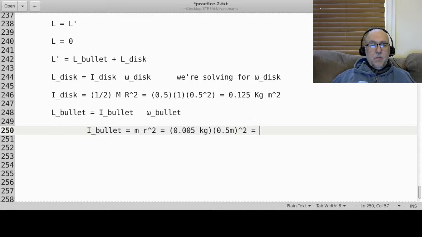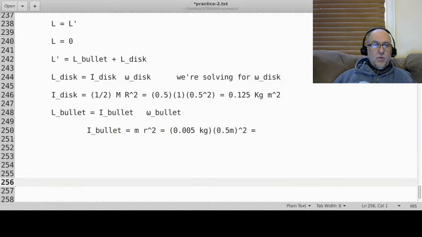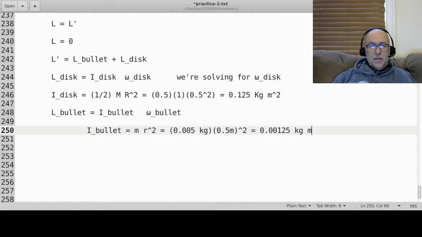Okay, and that is a small number, but I'll work it out. Let me just do this on. It's this, and what's the other one? 0.5 multiplied by 0.5 squared, like that, and it's this value right here. Okay, kilogram meters squared, like that.